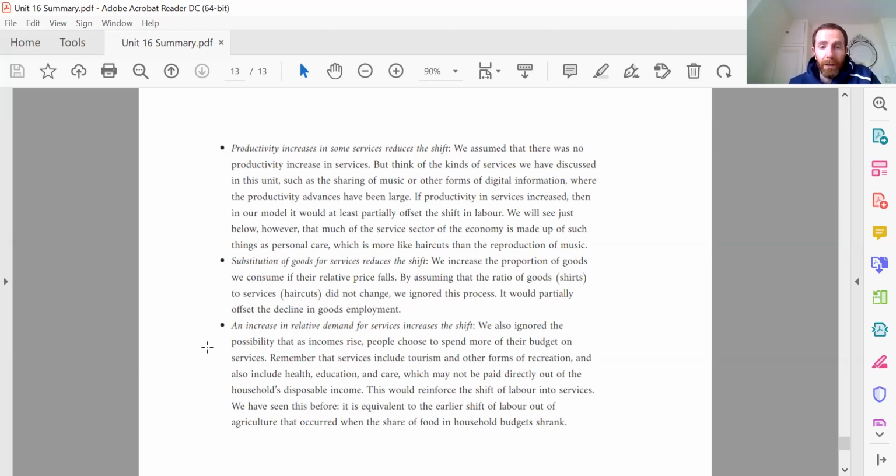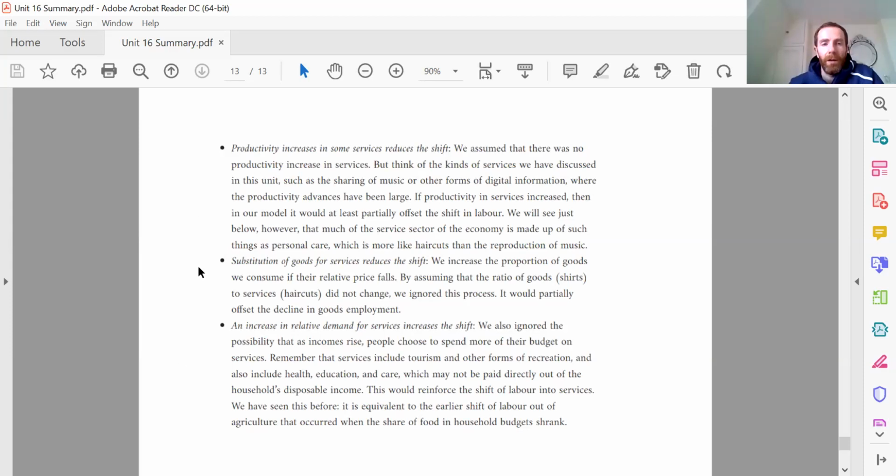A third potential weakness is an increase in relative demand for services. Maybe as people have become wealthier, as their incomes have increased, the demand for services will increase more than the demand for goods. We do often see that people decide to spend a greater proportion of their income on services as they get wealthier. Think about things like tourism, other forms of recreation, but also health, education, care.